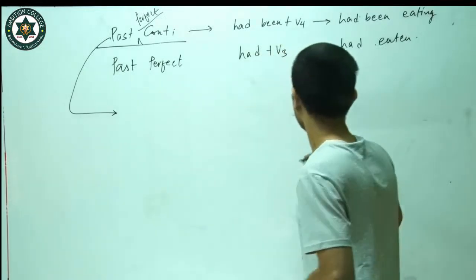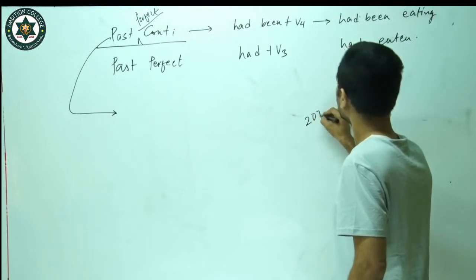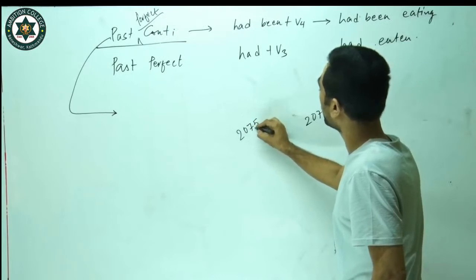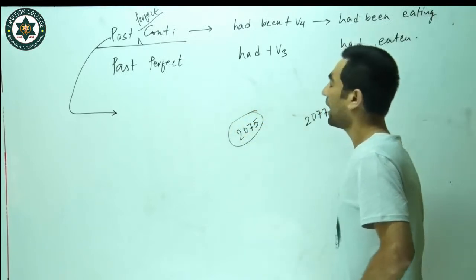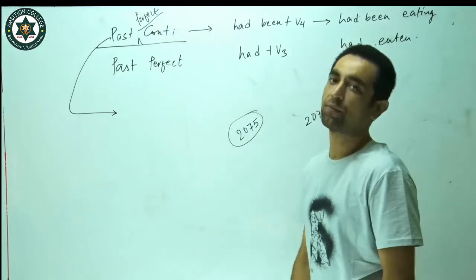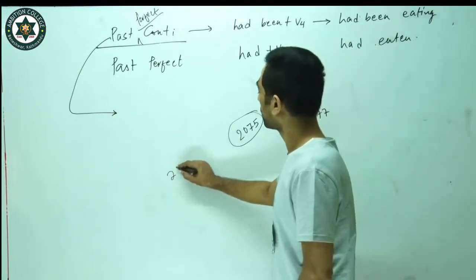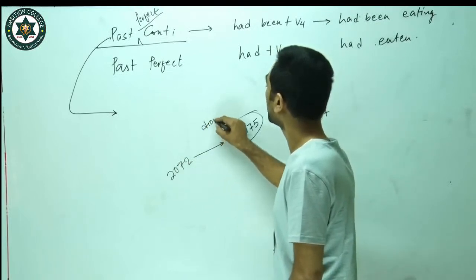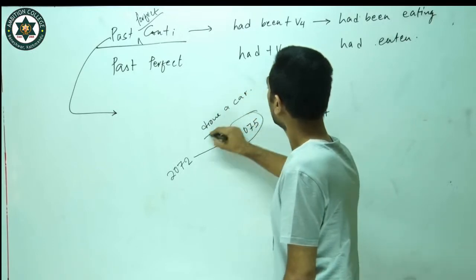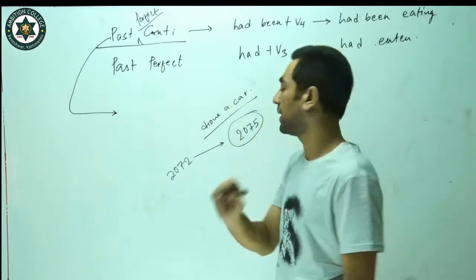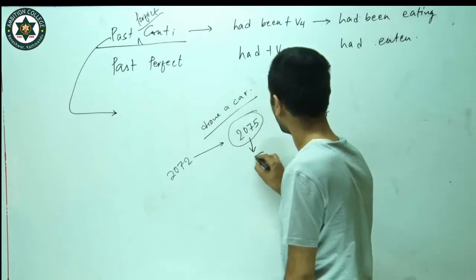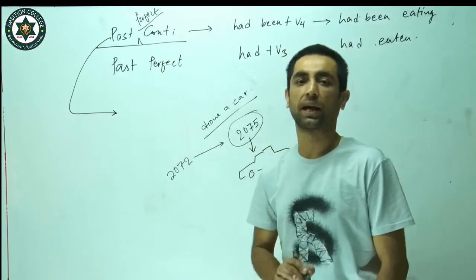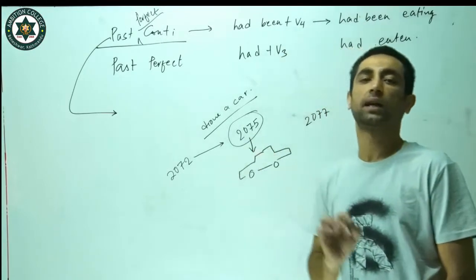For example, this is 2077, but say up to 2075 I had driven a car. For example, from 2072 to 75 I drove a car. Now someone saw me in 2075 driving a car. Now what would this person say here? I saw Saul driving a car.